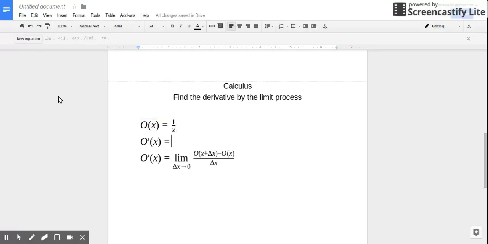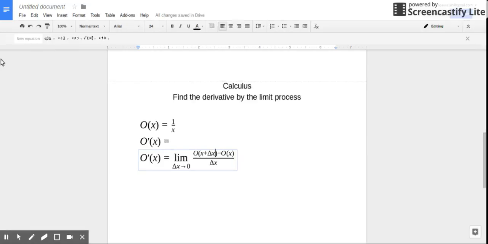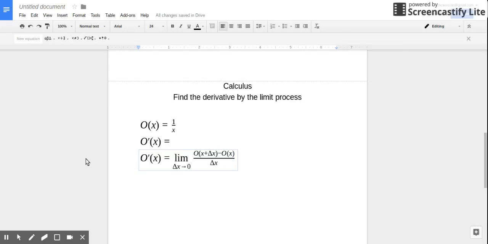Okay, so we want to find O prime of x, and we're going to do that by using the definition of the limit, as long as this limit exists. So what's the first thing we're going to do? We're going to find this guy right here, and that means we're going to take this x plus delta x, and we're going to plug it in right here. Okay, so let's go ahead and do that.